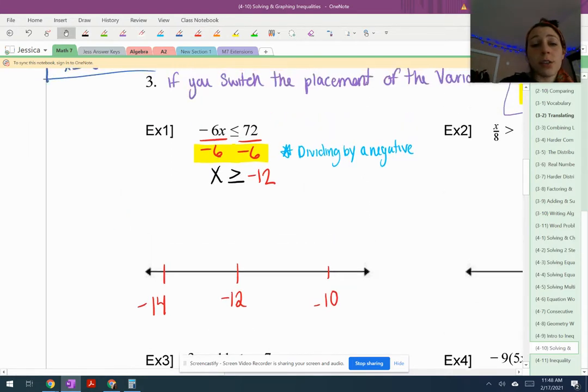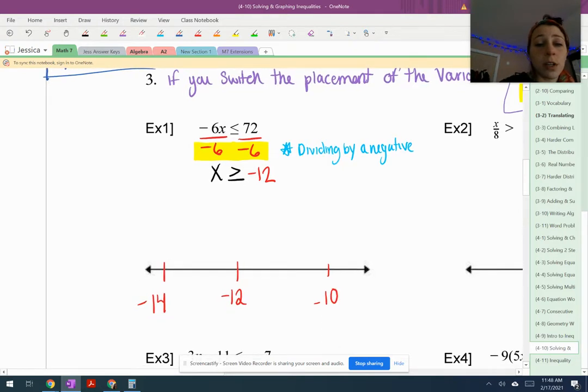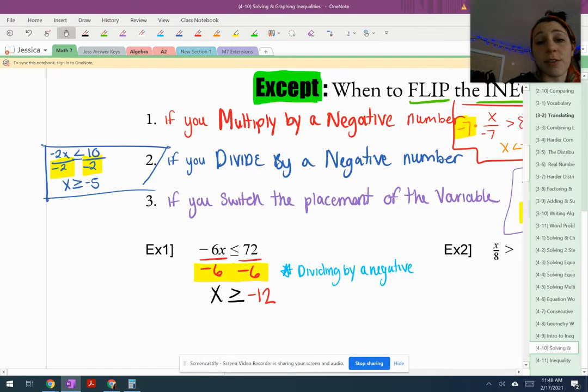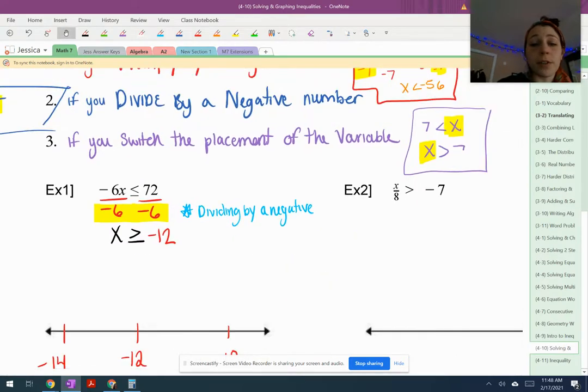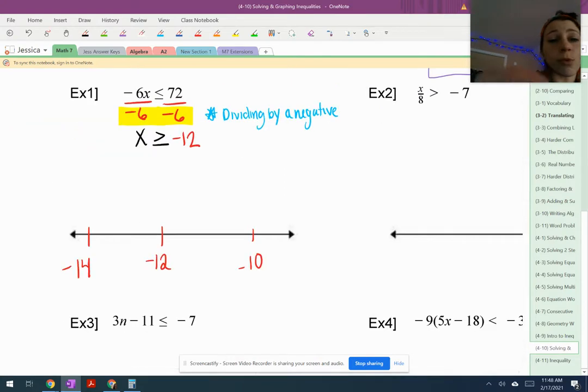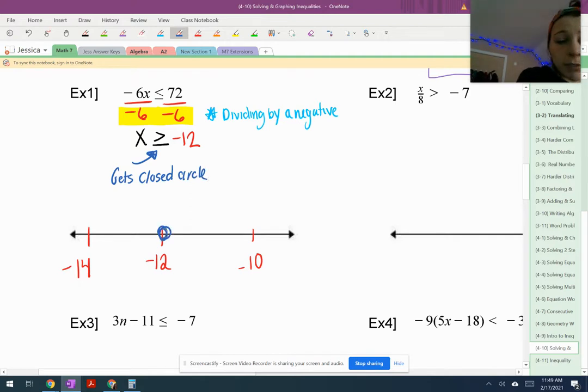Okay, so we solved. Now we're going to decide if we need an open or a closed circle. Remember that because it's or equal to, it gets a closed or a filled in circle. So -12 gets that closed or filled in circle because x is greater than or equal to, keyword, or equal to -12.